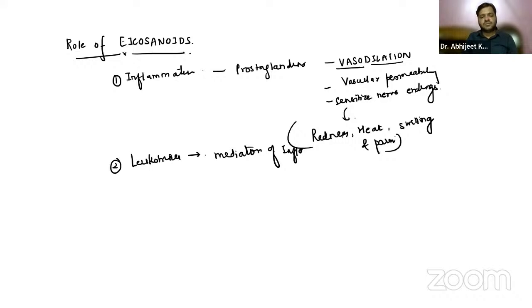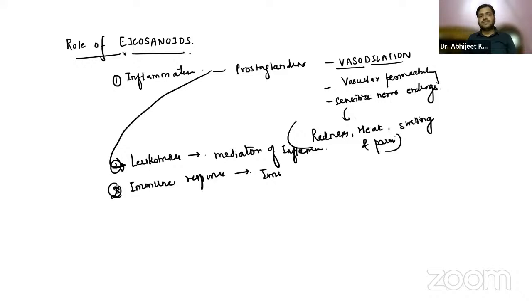Now they are promoting chemotaxis. Chemotaxis means attraction of the immune cells, right? Bronchoconstriction, mucus secretion in the respiratory pathway. So all that. Apart from that, they are also involved in immune response. So inflammation is basically by these two. Then we have the immune response, right? They also contribute to the activation and recruitment of the immune cells in the body, right?